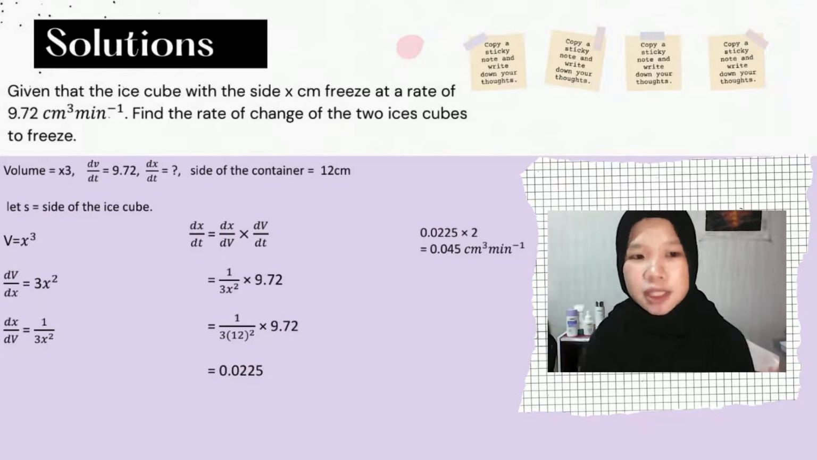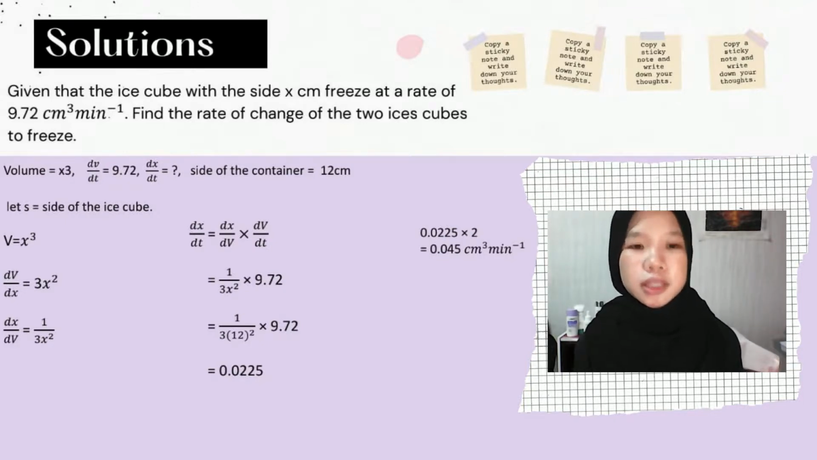So let's test the size of the ice cube. So here's the solution. V equals x cubed, and now we have to differentiate the equation, which gives dV over dx equals 3x to the power of 2. So from that, we get dx over dV equal to 1 over 3x to the power of 2.